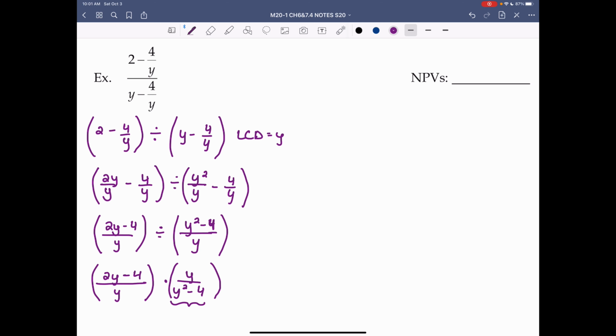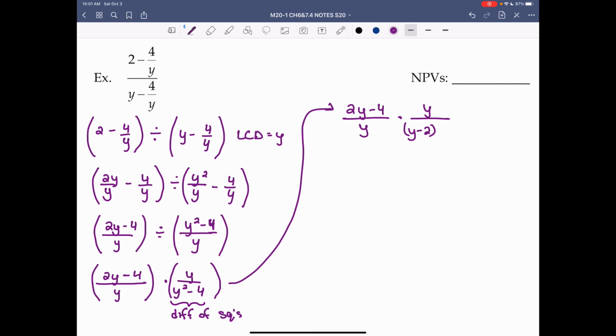This denominator here is a difference of squares. So let's factor that. We get 2y minus 4 over y times y over y minus 2, y plus 2.